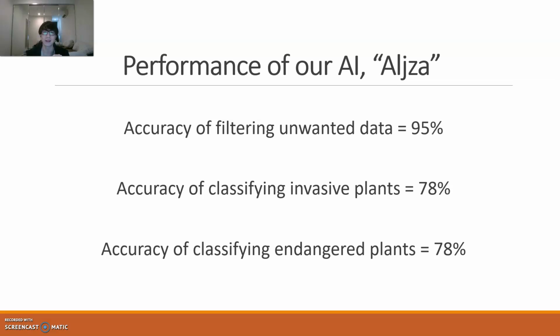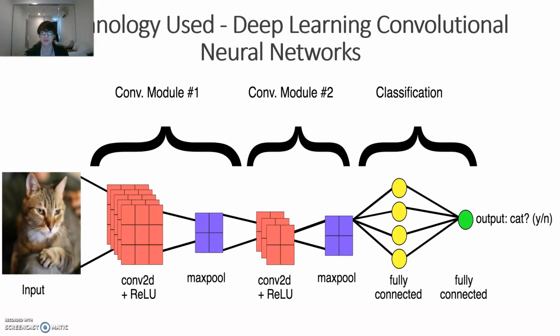So, the elephant in the room: how good is ALZA? Well, these 3 are the key primary metrics that we use. The accuracy of filtering unwanted data is 95%. The accuracy of classifying invasive plants is 78%, and the accuracy of classifying endangered plants is 78% as well. That is to be expected because we've used around 30,000 images to train this artificial intelligence.